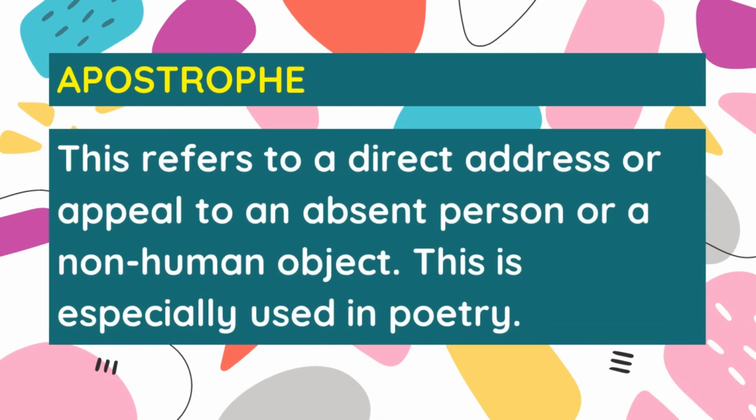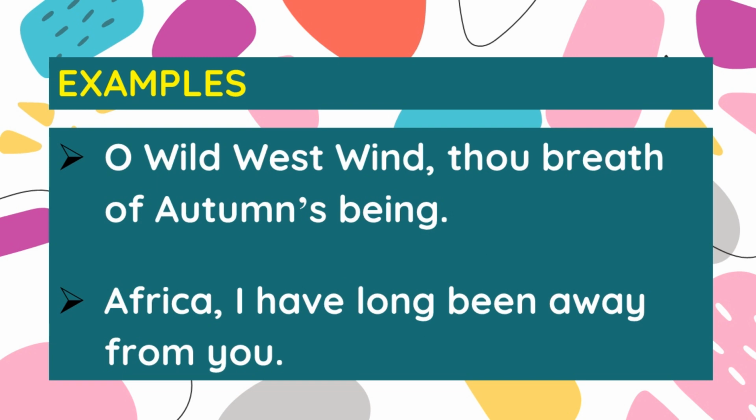Apostrophe. Apostrophe refers to a direct address or appeal to an absent person or a non-human object. This is especially used in poetry. Examples: O wild west wind, thou breath of autumn's being. Africa, I have long been away from you.